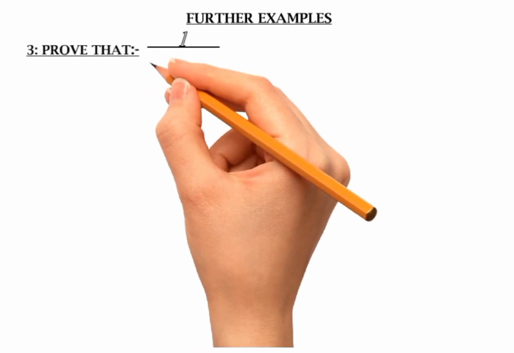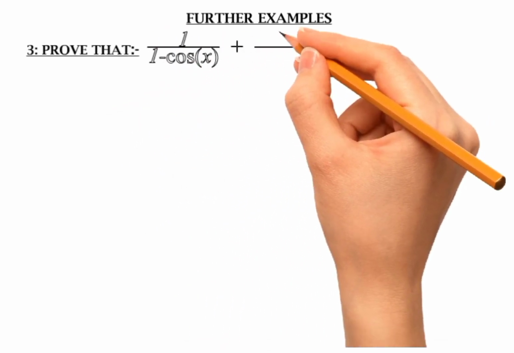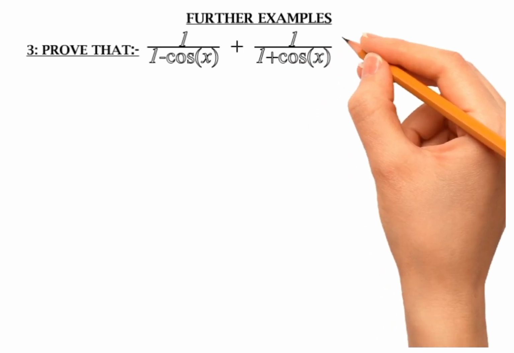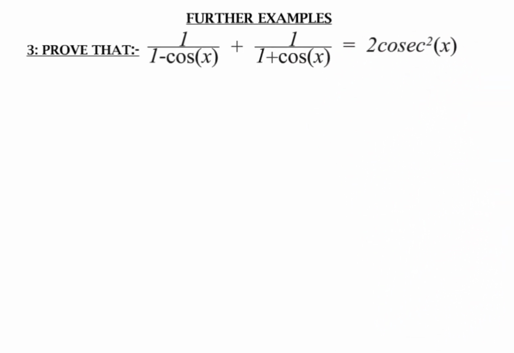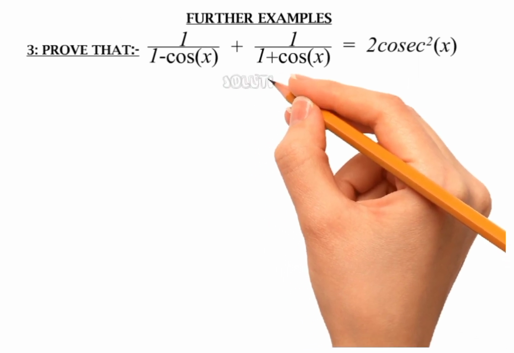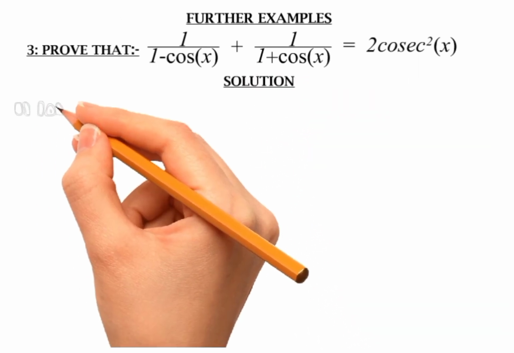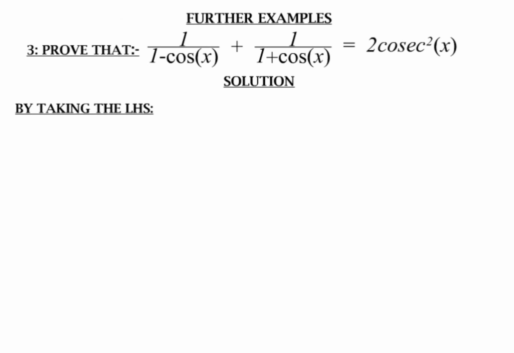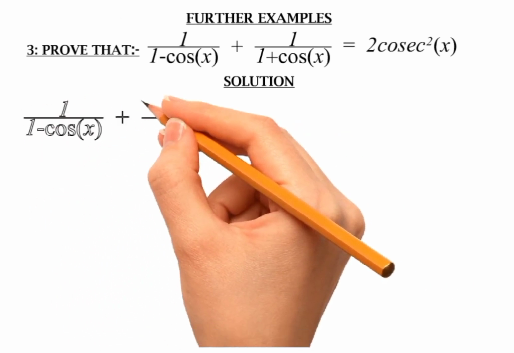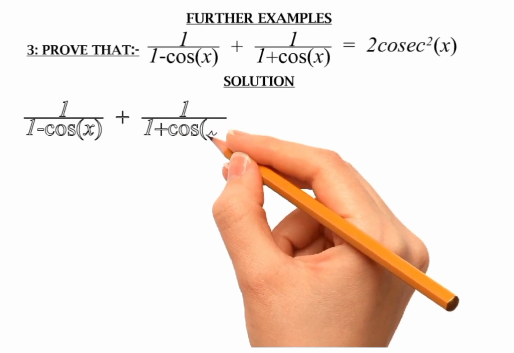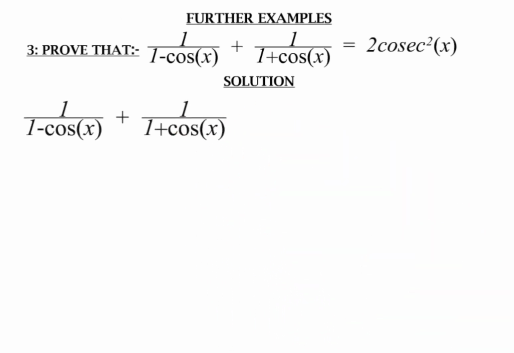The third example, we want to prove that 1 over (1 minus cos x) plus 1 over (1 plus cos x) is equal to 2 cosec square x. The proof shall start from the left-hand side. The reason is clear to you now. Since the result on the right-hand side is a single function, let us convert the left-hand side into a single fraction by taking the LCM.